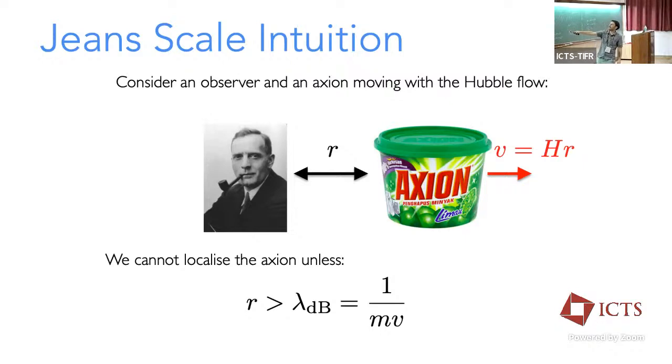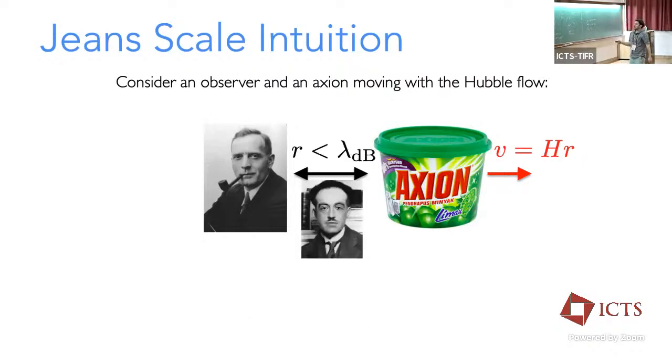We can't localize the axion unless the separation is larger than lambda de Broglie. At early times, lambda de Broglie is large because v is small. Me and Hubble and the axion are in the same de Broglie wavelength. There you go. They're in the same de Broglie wavelength. Oh, the animation didn't work. There's meant to be an animation that makes this get bigger.